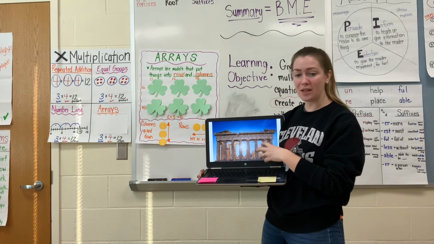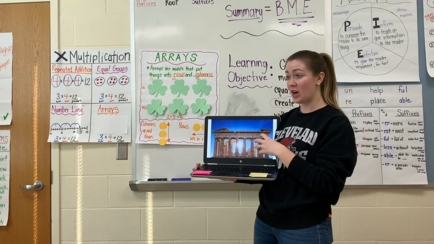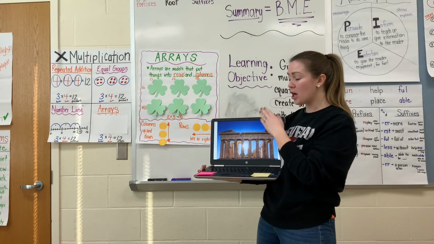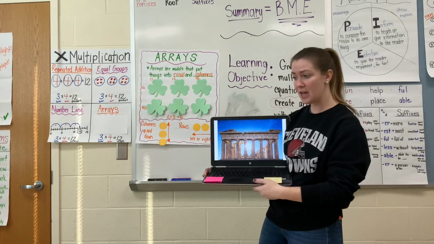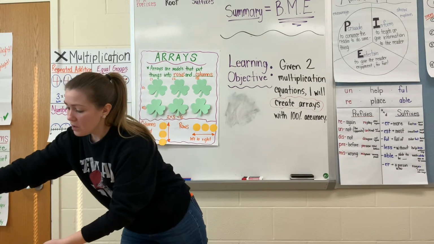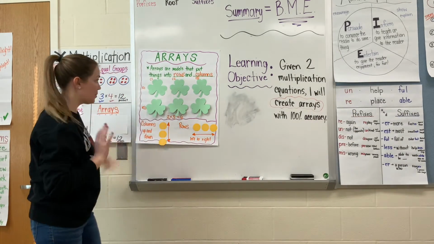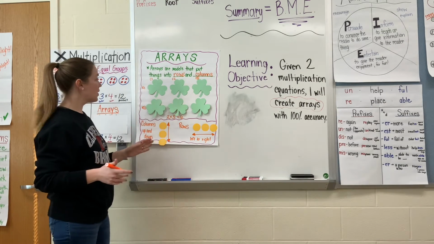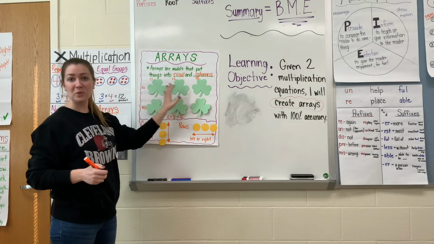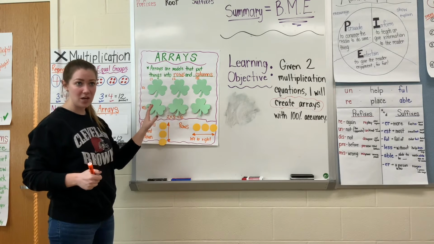These are called columns, and that is how we are going to use columns today with arrays. Columns go up and down, from the top to the bottom, okay? So, here's my array. I have shamrocks because we know that St. Patrick's Day is coming up. Here, we're going to label with rows and columns, okay?